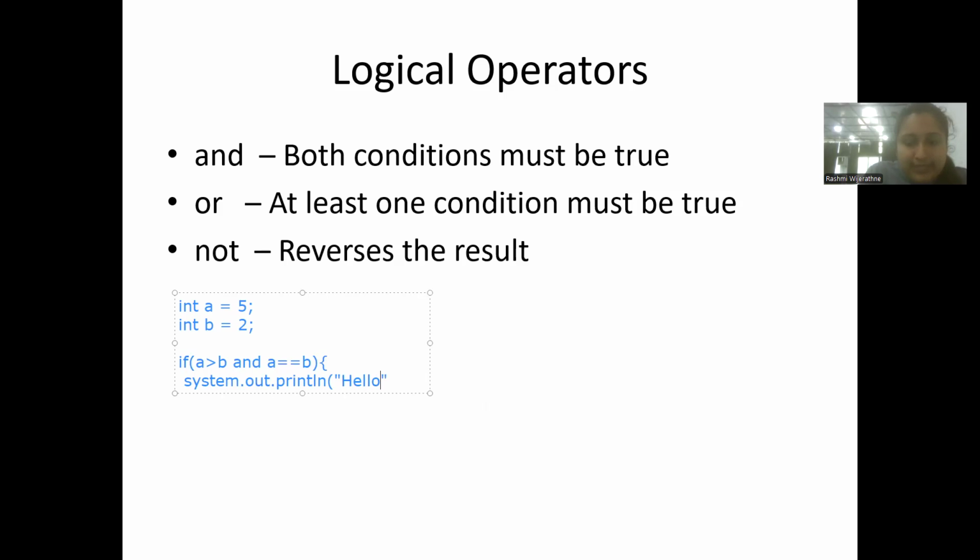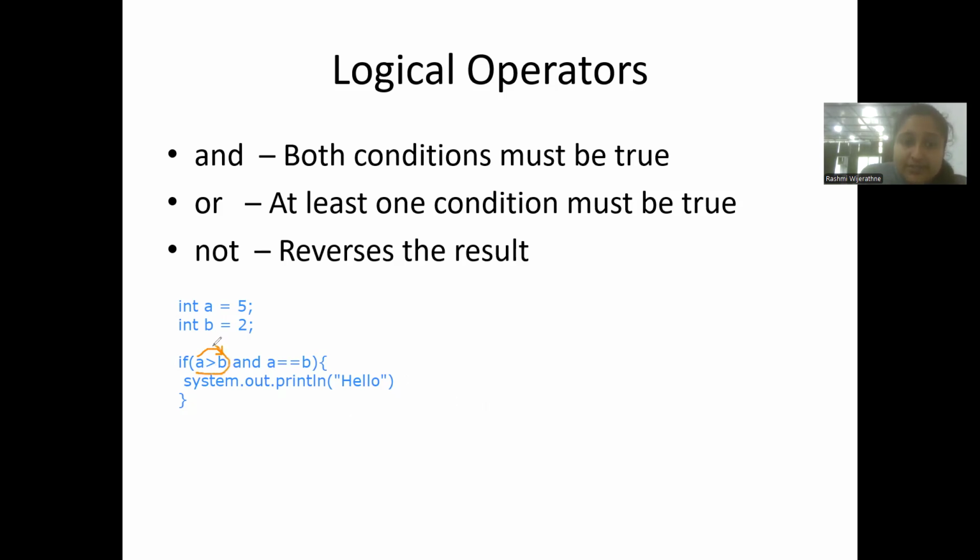Hello. This is the one I want to print here. This is a small example. I'll explain again. Int a equal 5, int b is also equal to 2. Here, this is the condition. If a greater than b, what is the output of this particular condition? A is 5 and b is 2. Actually, this is correct, because 5 is greater than 2.